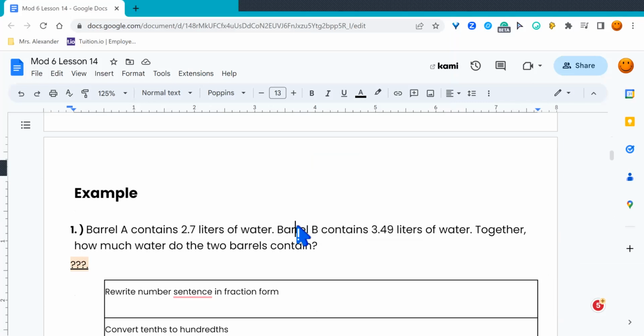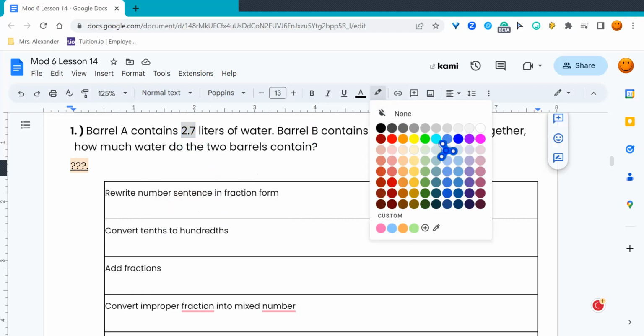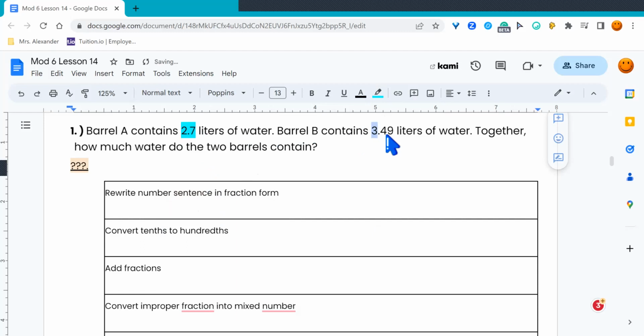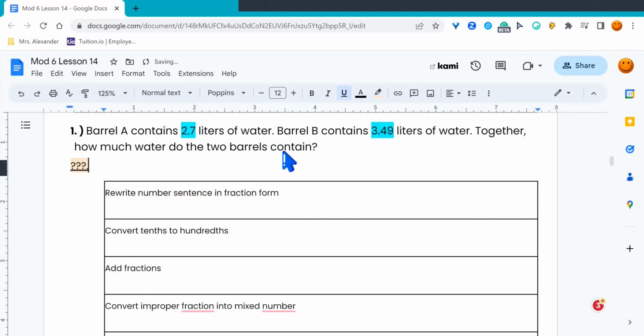Let's look at our example, you guys. It says barrel A contains 2.7 liters of water. Barrel B contains 3.49 liters of water. Together, how much water do the two barrels contain? So the first thing I need to do is figure out my numbers. So I'm going to go ahead and quick highlight them. I'm going to use blue, and here are my two numbers. I'm going to take these two numbers.